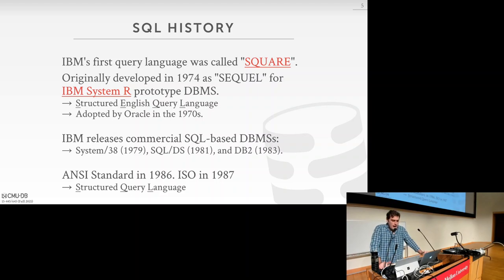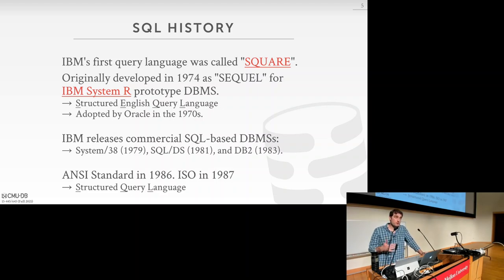So the IBM group in San Jose decided that they were going to try to build a prototype DBMS based on Codd's ideas. And the system that they ended up with, one of the first relational database management systems, was called System R.